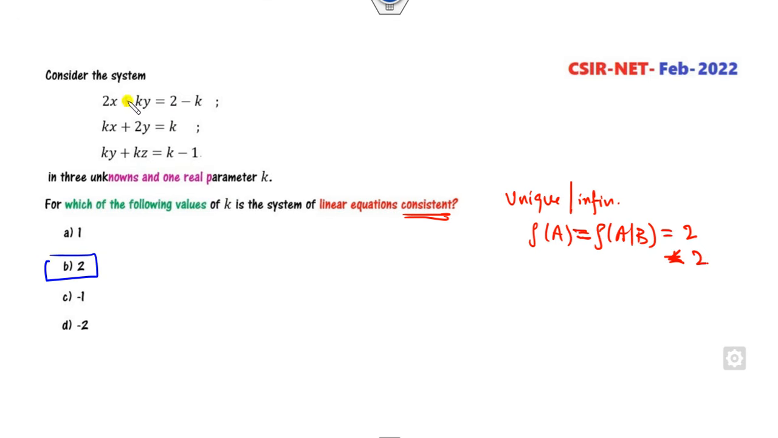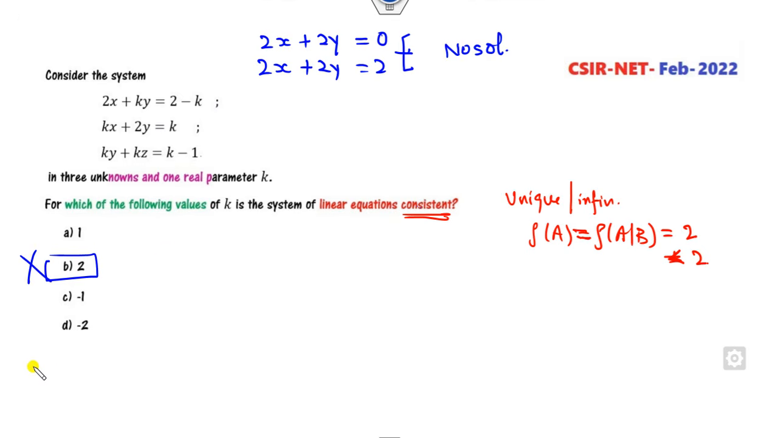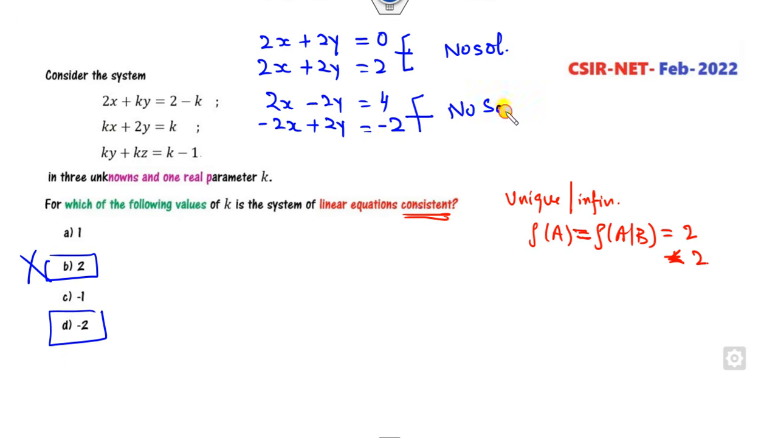Firstly, I can take k equal to 2. The equations will be 2x plus 2y is equal to 0, and the second is 2x plus 2y is equal to 2. Is it possible? The first gives you 0, the second gives you 2. That gives you no solution, but we need a consistent system, so this option is cancelled out. Look at minus 2. The first one is 2x minus 2y is 4. The second is minus 2x plus 2y is minus 2. Clearly again it will give you no solution, so this option is also cancelled out.